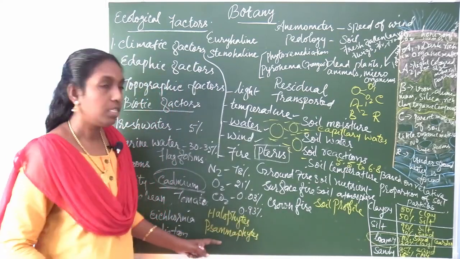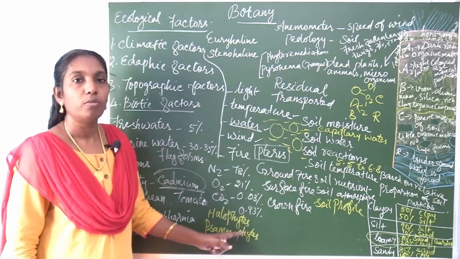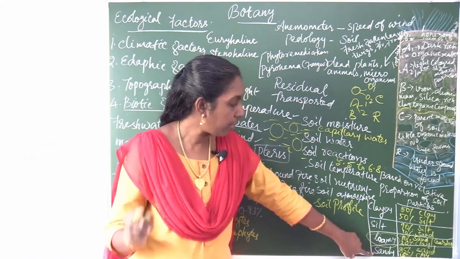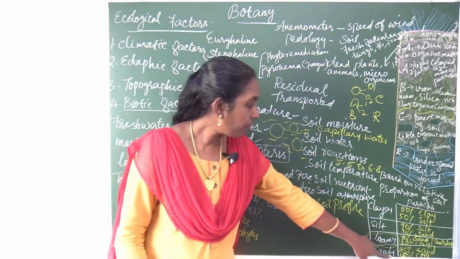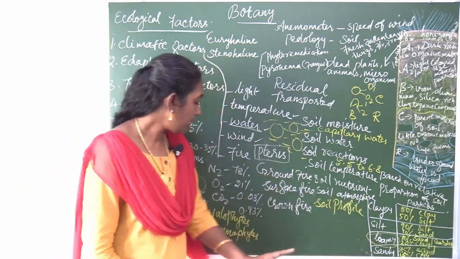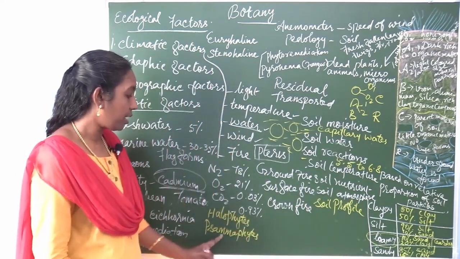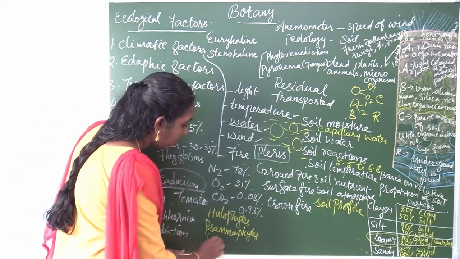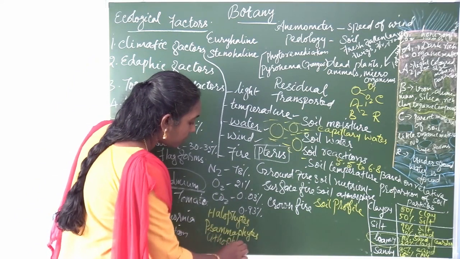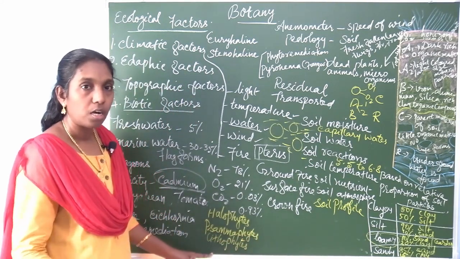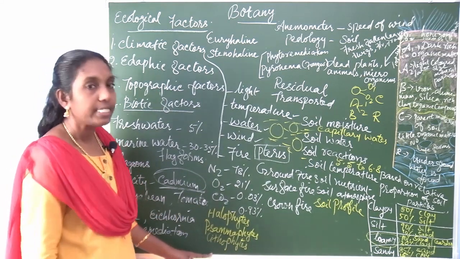Psammophytes. These psammophytes are the plants which live in sandy soil, a type of soil which contains 85% sand and 15% clay. The plants which live in this sandy soil are classified as psammophytes. And lithophytes: the plants which grow on rock are called lithophytes.